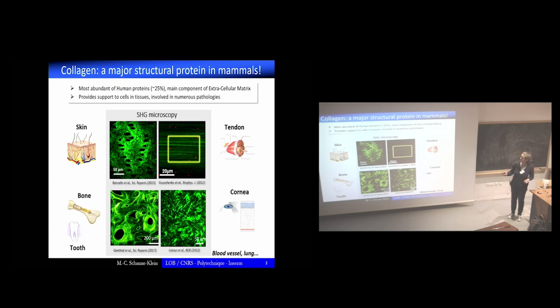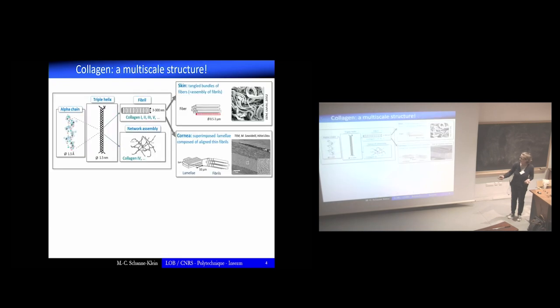This protein is characterized by triple helical domains. It's a right-handed triple helix composed of 3 left-handed alpha chains. There may be interruptions in the triple helix so that it forms networks, but there are many collagen types, and most collagen types form fibers. This triple helix is spontaneously aligned to form fibers that may further form different assemblies.